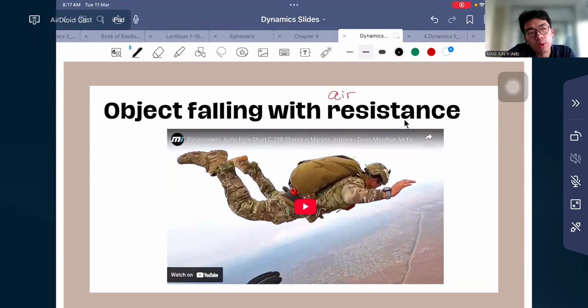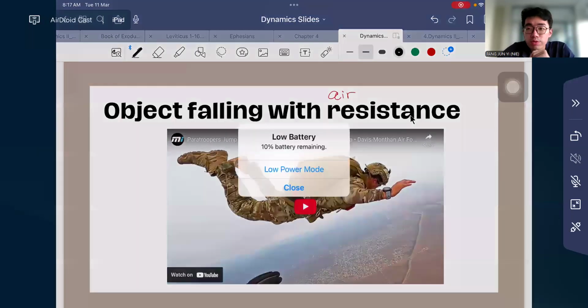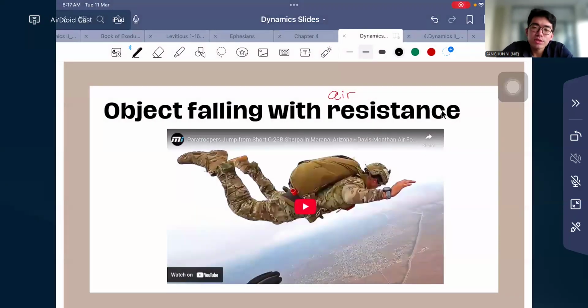So one thing that we can think of will be skydiving, right? The person drops from the helicopter, and then after that he will fall, and then he will open up his parachute and after that he will land safely. So the thing is this, right?